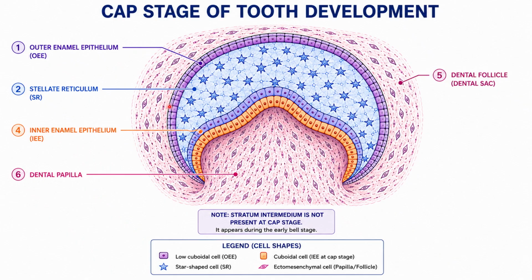Cap stage of tooth development comprises of three cell layers. The outermost is the outer enamel epithelium, followed by stellate reticulum layer. Then the innermost is made up of inner enamel epithelium. Stratum intermedium is not present at the cap stage of tooth development. It appears during the early bell stage of tooth development.